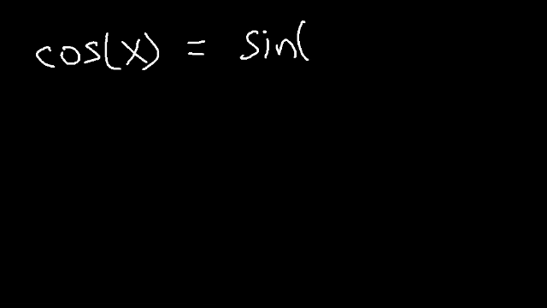Why is that? Cosine is the cofunction of sine. Cotangent is the cofunction of tangent. Cosecant is the cofunction of secant. The cofunction is equal to the function of 90 minus x. So cosine x is sine 90 minus x. Whenever the cosine angle and the sine angle add up to 90, cosine equals sine.